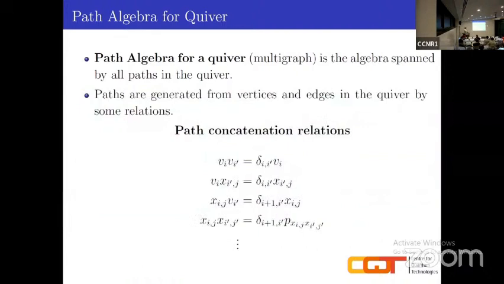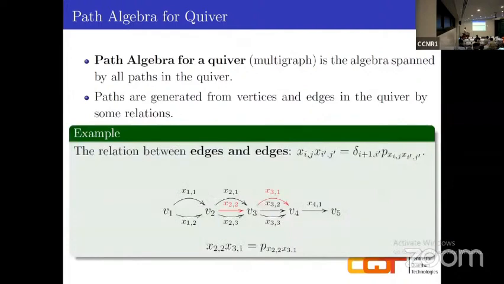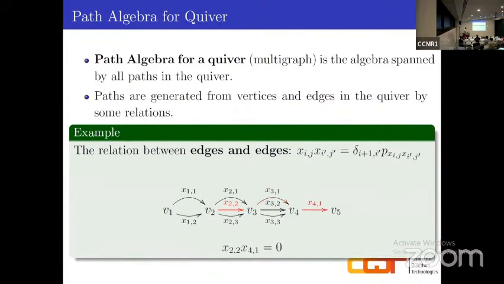The paths are generated from vertices and edges in the quiver by some relations like those. I will give an example for the fourth relation, which is the relation between edges and edges. Here you can see that if we concatenate x22 and x31 together, we get a length 2 path following this rule. But if we concatenate x22 and x41 together, we will get 0 since they are not adjacent.